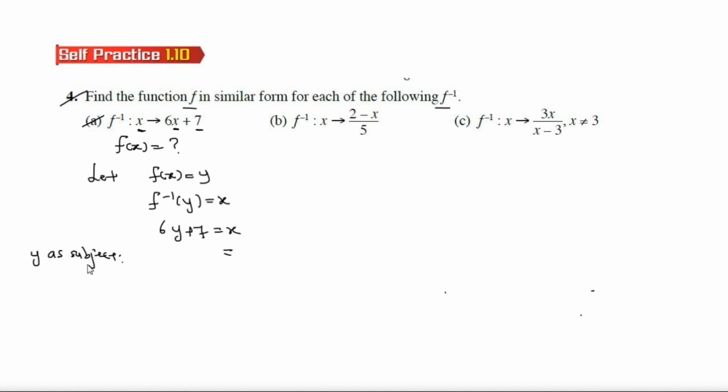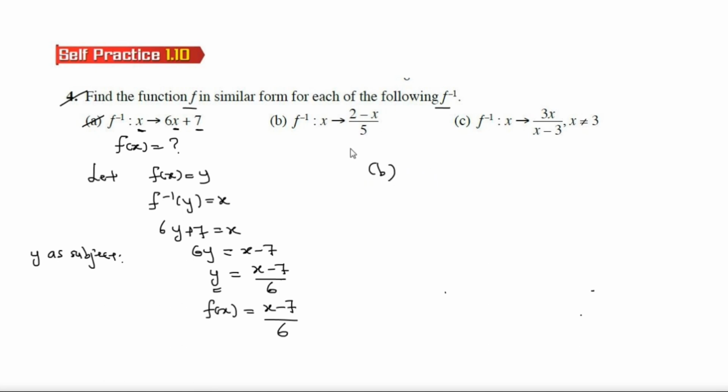我们现在要把 y 成为 subject。怎么样做呢？你把 y 放在其中的一边，左边或右边。我选择把它放在左边。So we minus 7 both sides. So x minus 7 equals 6y. Divide both sides by 6. So I have y equals (x minus 7) over 6. So what is y? y is f x. So finally write f x equals (x minus 7) over 6. Okay, that's A. Let's try B.